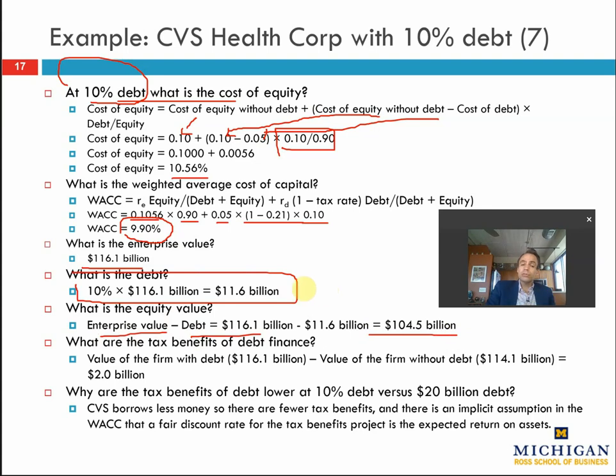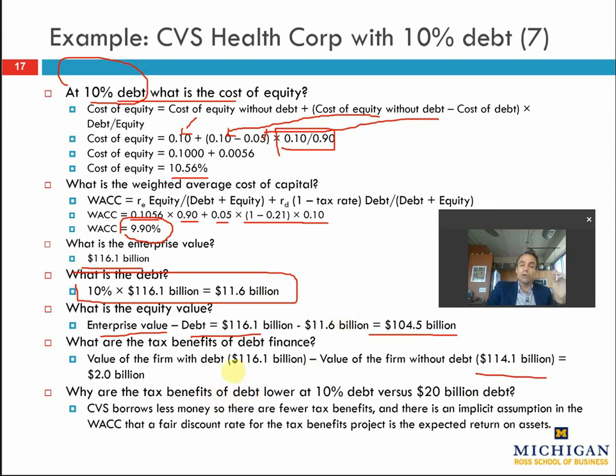How could we compute the tax benefits of debt finance? Well, under this assumption, it's not anymore tax rate times the amount of debt. That's gone now. That equation only held if we had a constant dollar amount of debt in the capital structure. In this world, all we can do is say, what's the value of the firm without debt? That was $114.1 billion. What's the value of this alternative firm where there is debt, and that percentage of debt relative to debt plus equity is maintained at 10%?